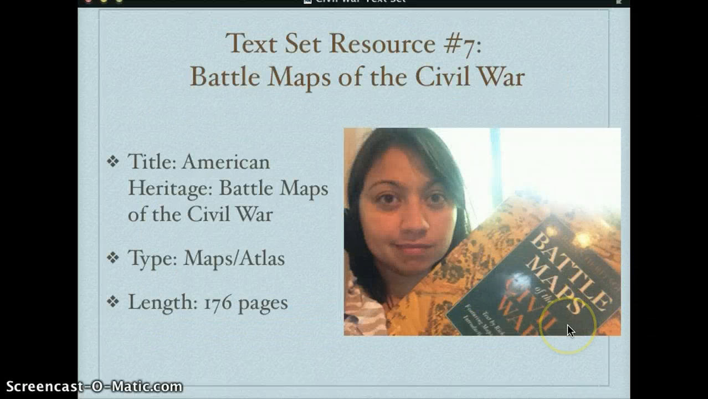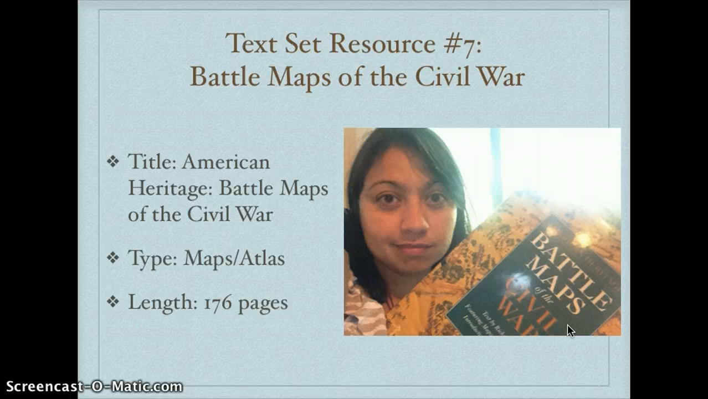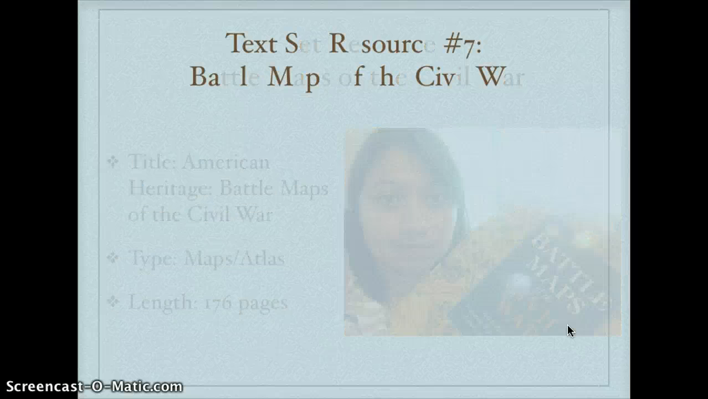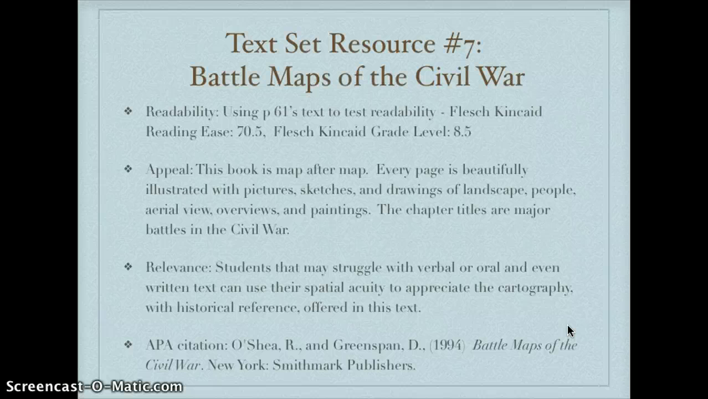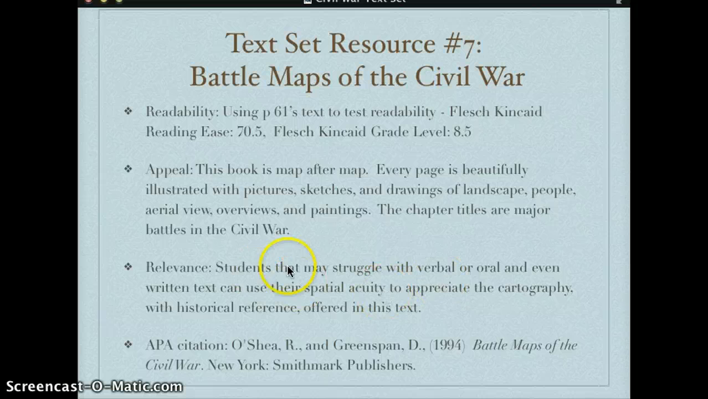I bought this at the library. It's a battle map of the Civil War. It's 176 pages of aerial shots and war maps and illustrations and timelines, and I really like it. Relevancy: students that struggle with verbal or oral, even written text can use their spatial acuity to appreciate the cartography with historical reference often in this text. I like that.